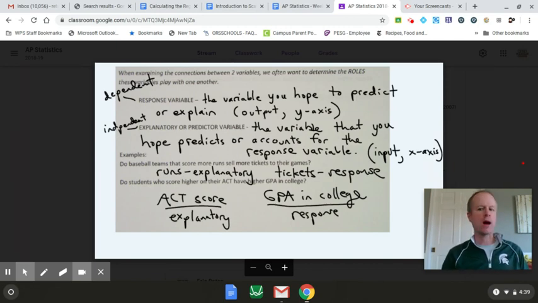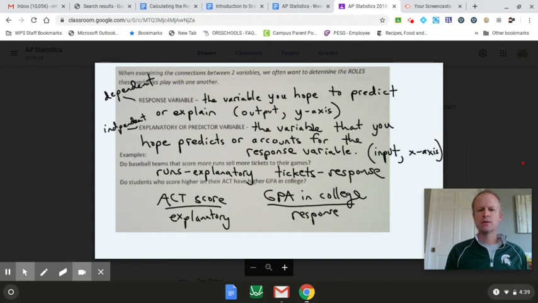And that's like our output. So if we think about a function, this is our y value, and it would be along the y-axis. The independent variable, which we refer to as either the explanatory or predictor variable, is the variable that you hope predicts or accounts for that response variable and the change in that response variable. So again, this is the input. This is along the x-axis or the horizontal axis.